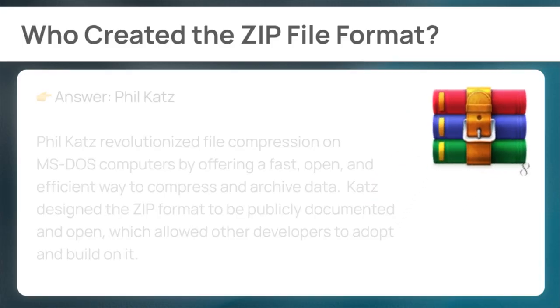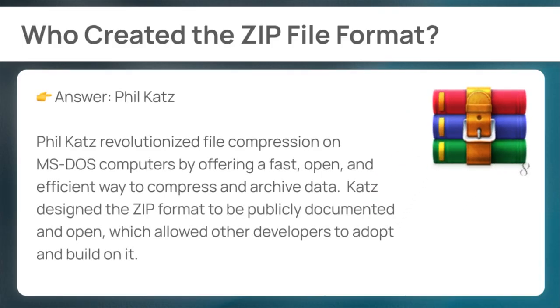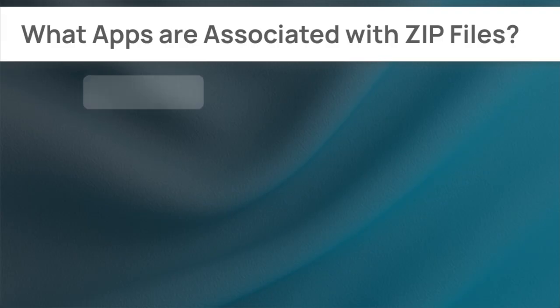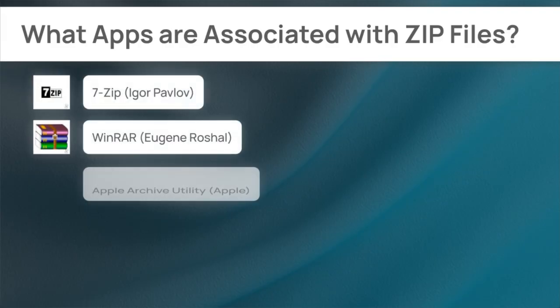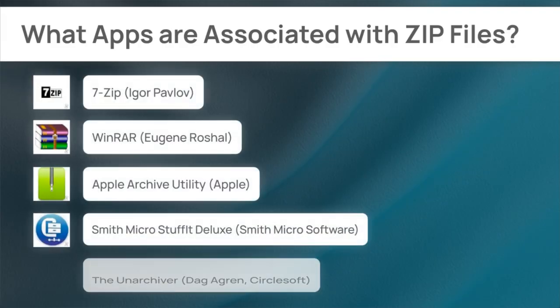The format was originally developed by Phil Katz for PKWARE. Its simple design uses various compression methods, like deflate, to create the file structure. This standardization is key because virtually every operating system and modern application can read and interact with a ZIP file without needing specialized software. 7-Zip from Igor Pavlov should be your first choice when attempting to open ZIP.